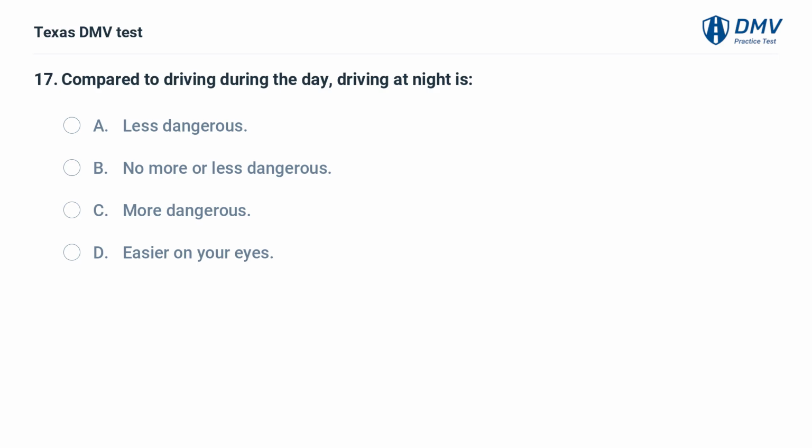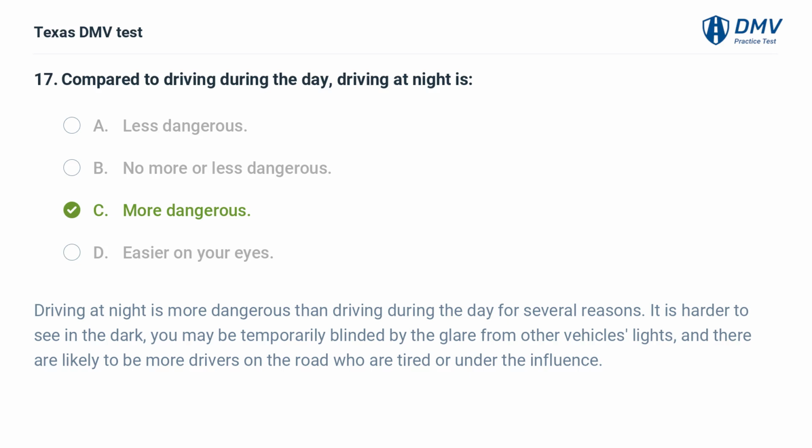Compared to driving during the day, driving at night is A. Less dangerous. B. No more or less dangerous. C. More dangerous. D. Easier on your eyes. C. More dangerous. Driving at night is more dangerous than driving during the day for several reasons. It is harder to see in the dark. You may be temporarily blinded by the glare from other vehicles' lights, and there are likely to be more drivers on the road who are tired or under the influence.